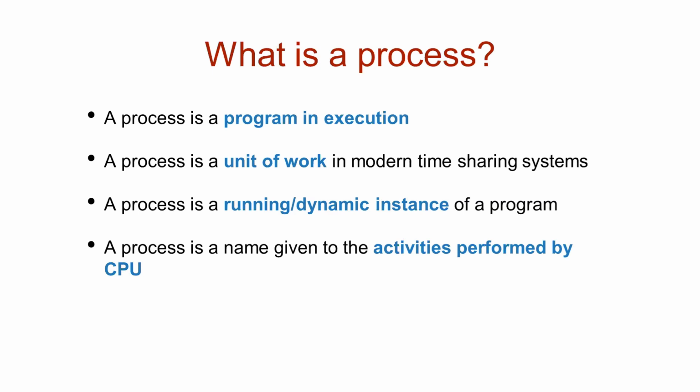So what we understand from all these definitions is a process is a program which is currently being executed by a CPU, and a process is execution of all the instructions which are written in a program. Now let us understand this with the help of an example.